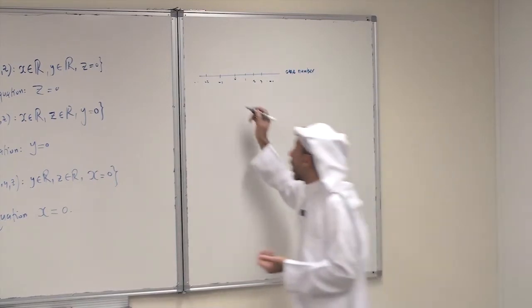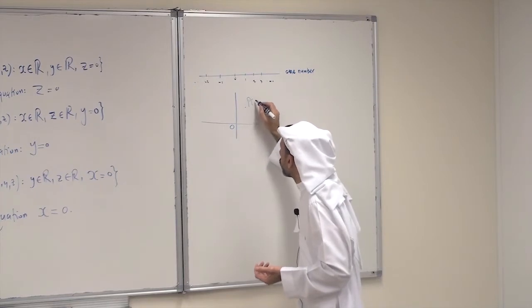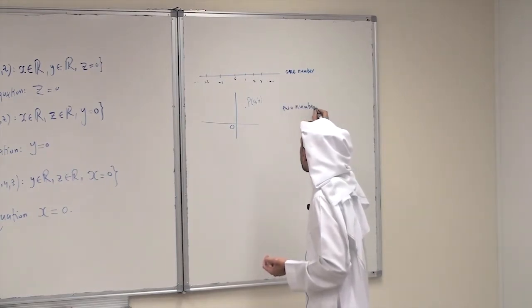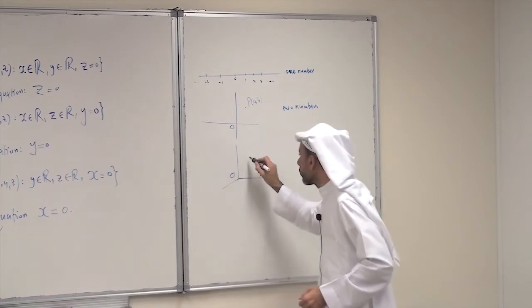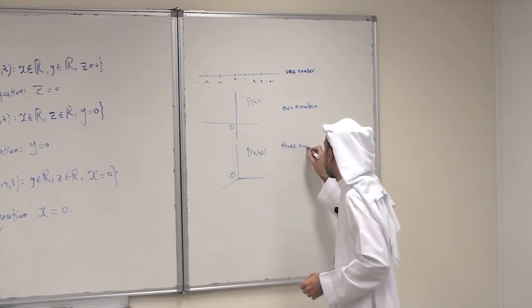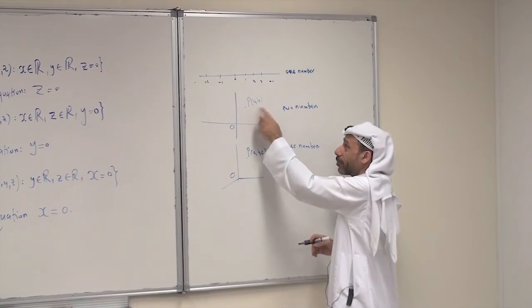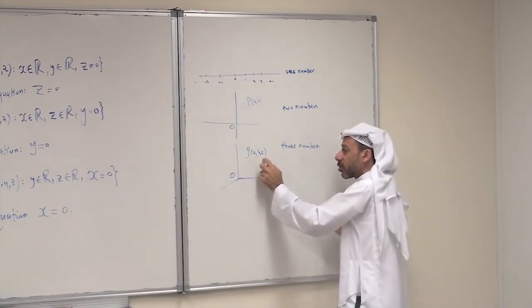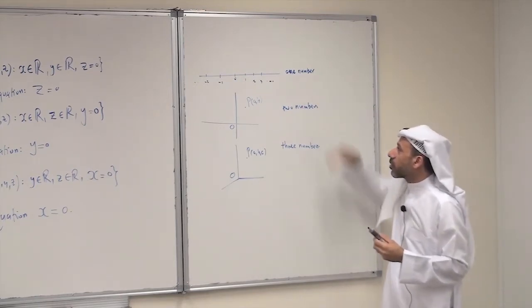When we go to the XY plane, this is the origin. Any point can be represented by two numbers, A and B. In space, any point can be represented by three numbers. Three independent numbers. The x coordinate and the y coordinate do not depend on each other. The x coordinate, y coordinate, and z coordinate again do not depend on each other.